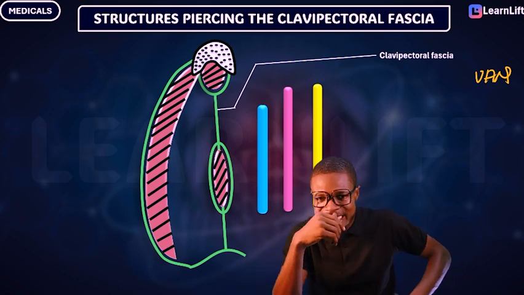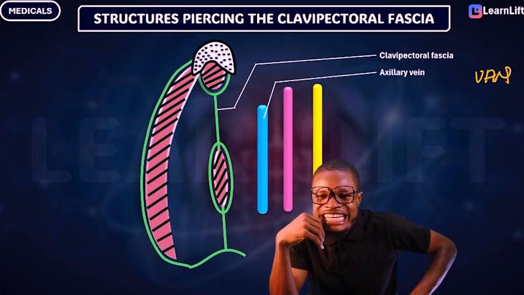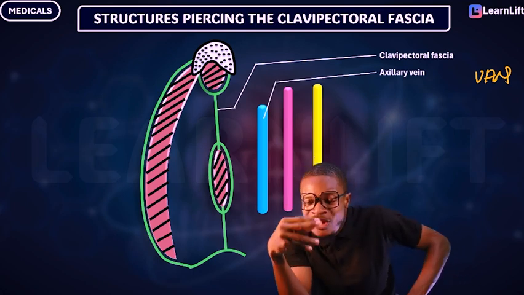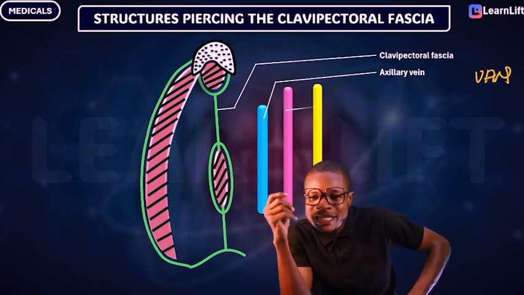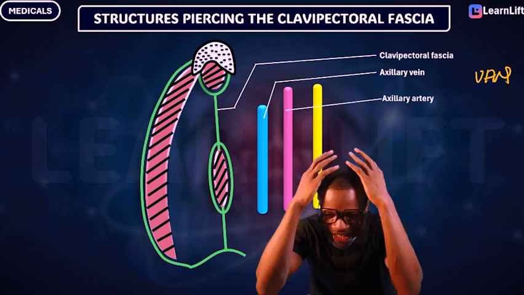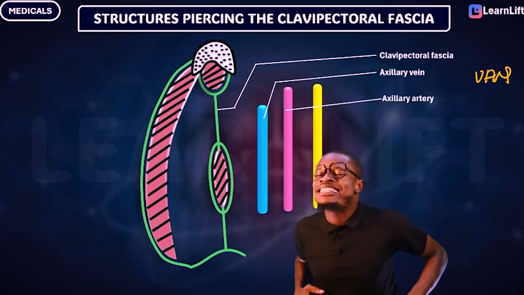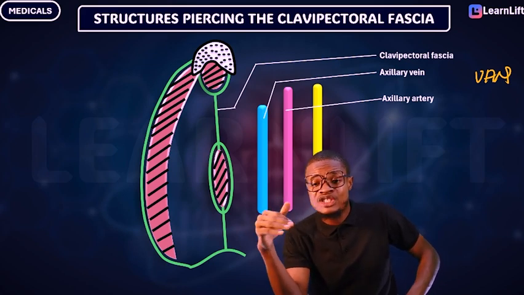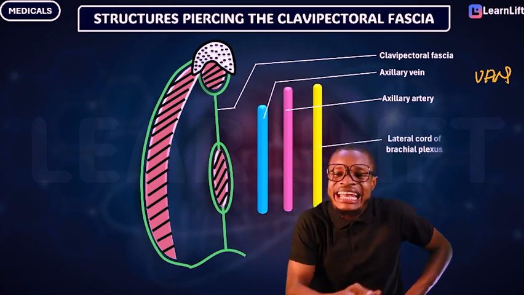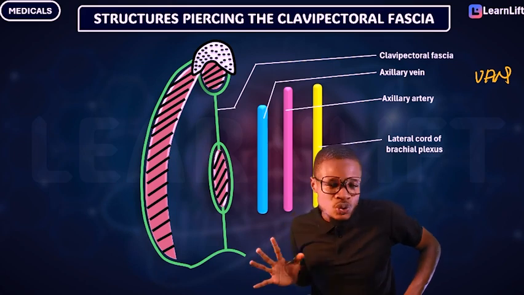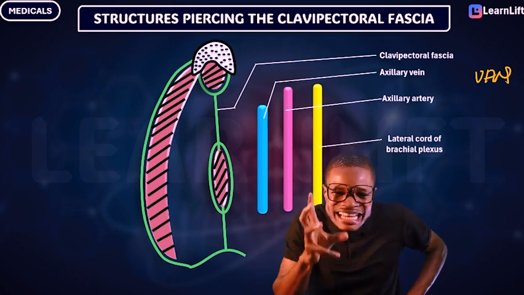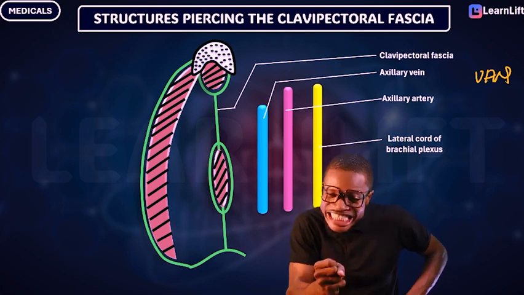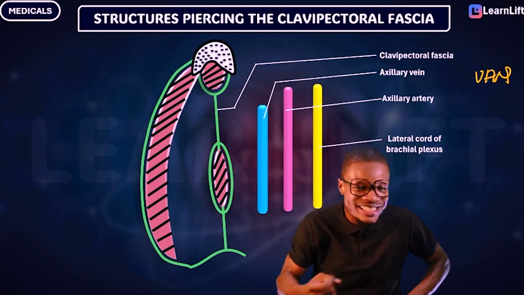Which vein is that? That vein is called the axillary vein. Now, if this is my axillary vein, the second, of course, is an artery, right? Which artery is that? Of course, the axillary artery. Then the third, somebody will say axillary nerve. It's not the axillary nerve, please. The first and second are the axillary vein and axillary artery. The third is not the axillary nerve. It is the lateral cord of the brachial plexus. So the lateral cord of the brachial plexus is the nerve that we have there, the axillary artery is the artery, and the axillary vein is the vein that we have there.